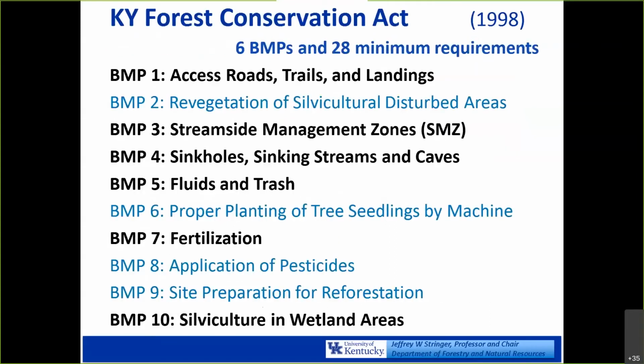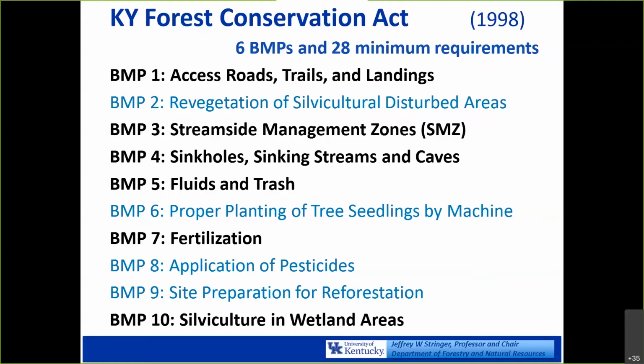Now, the Forest Conservation Act specifies the best management practices that are included in logging. So what you see is that list of 10 BMPs that I had before that were in the state water quality plan, the silviculture section of the water quality plan. The ones that are in black here are the ones that are involved in timber harvesting. Okay, so there are 6 BMPs involved in timber harvesting and 28 total minimum requirements that the Kentucky Division of Forestry would come out on a harvesting site and look to see if they were being implemented or not.